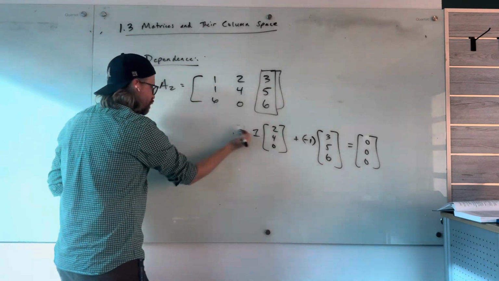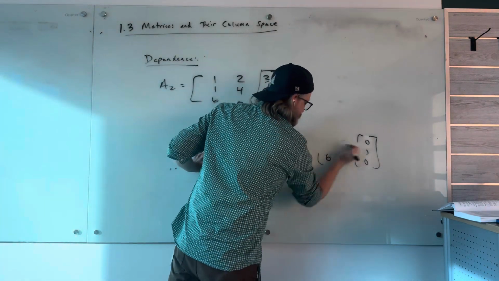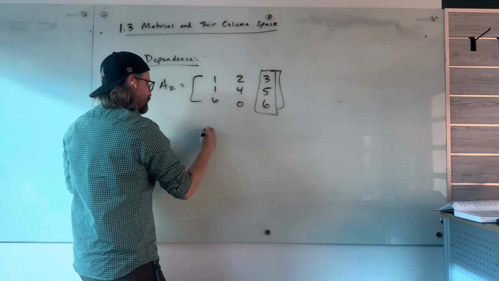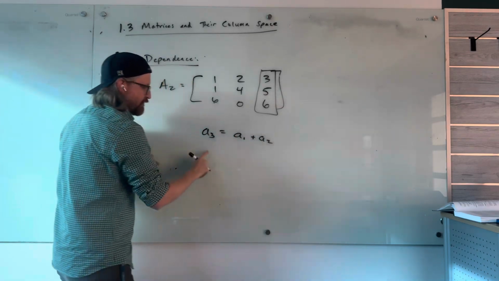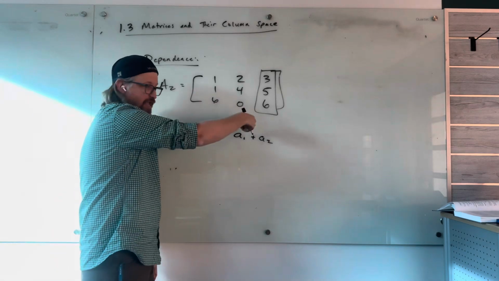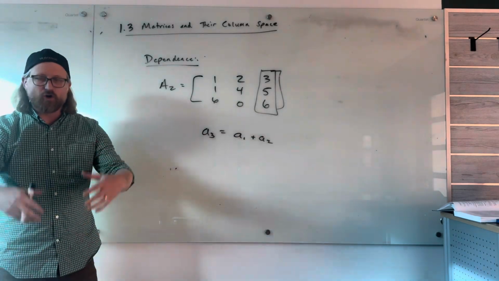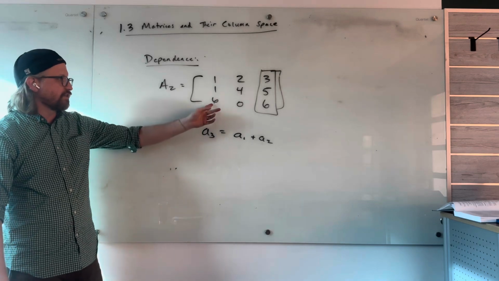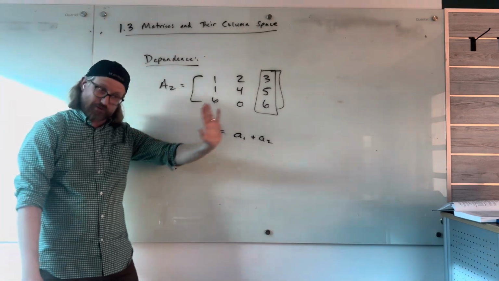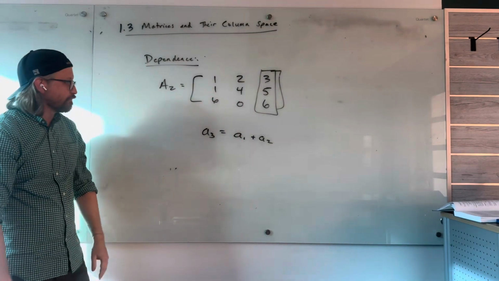In other words, I can rewrite it: A3 is equal to A1 plus A2. A3 is dependent on A1 and A2. And that's the whole idea of independence versus dependence. So I can look at these two vectors by going left to right. Notice that direction is very important.